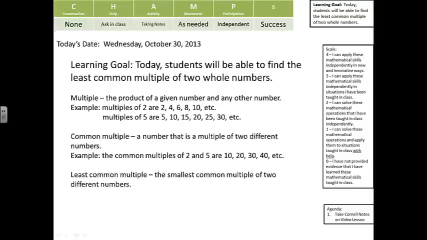But in our learning goal, we're most interested in finding the least common multiple. And the least common multiple is the smallest of the common multiples. And so if you look at our common multiples here, the smallest one is 10. So the least common multiple of 2 and 5 is 10.